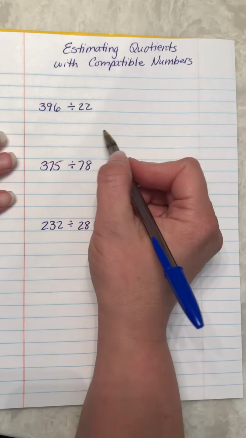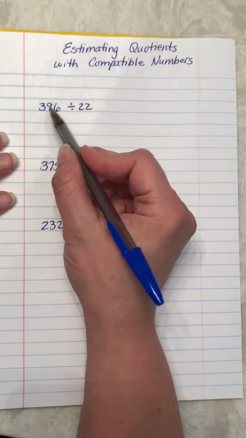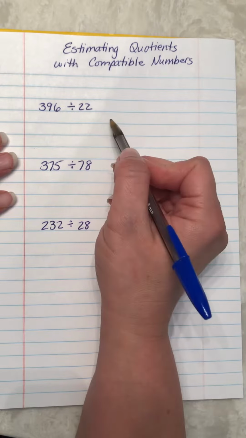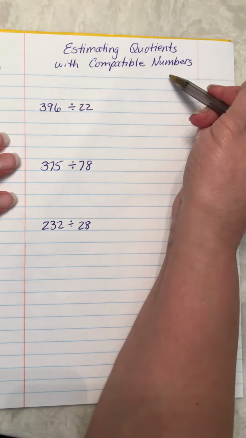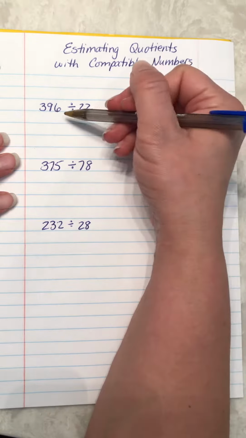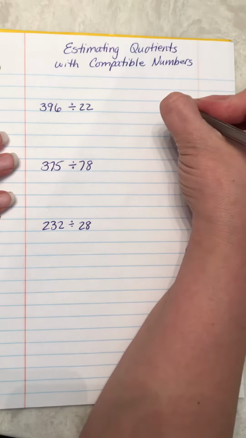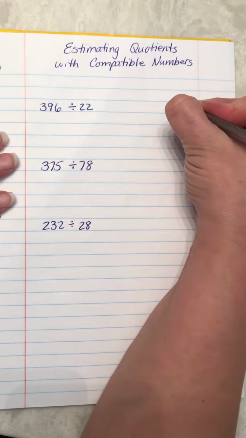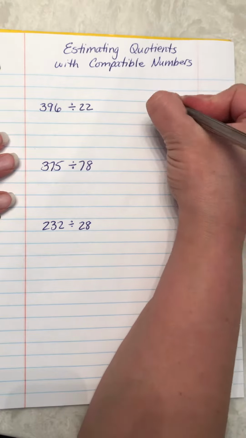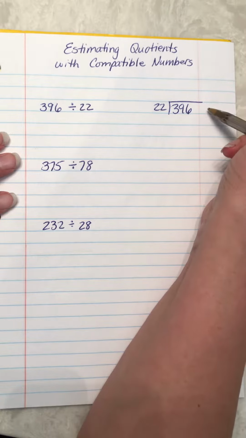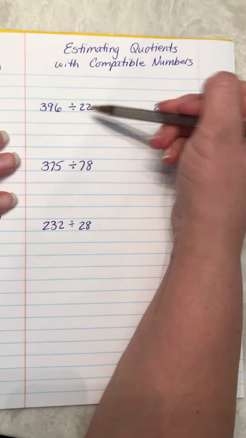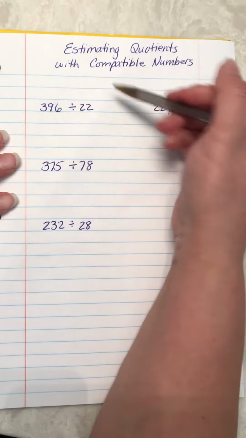So first thing I tell my kids to do, for example, if we have 396 divided by 22, I like it written this way for compatible numbers purposes, but you could also write it like this. I'll show you this one. 396 divided by 22. You could write it like this. Again, I find the kids are more successful this way, but you could do either. So I'm going to start here.